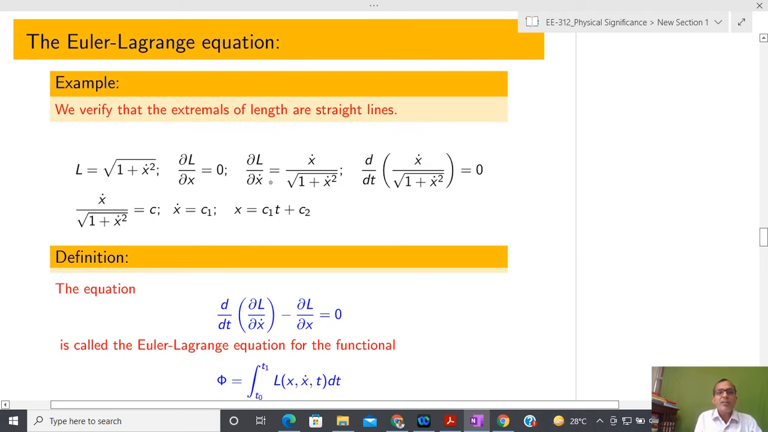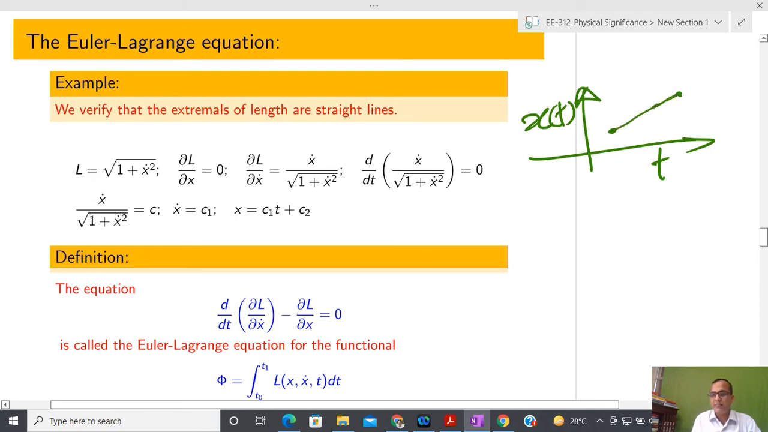Now let us see, suppose I am in two-dimensional space, and in this two-dimensional space I have two points. What I am going to search for is the extremal curve between here and here. Between these two it might be like this, like this, like this, like anything, I don't know. Now I am going to derive the equation of that extremal curve. It is possible to show that the extremal of length is a straight line only. So how to prove that?